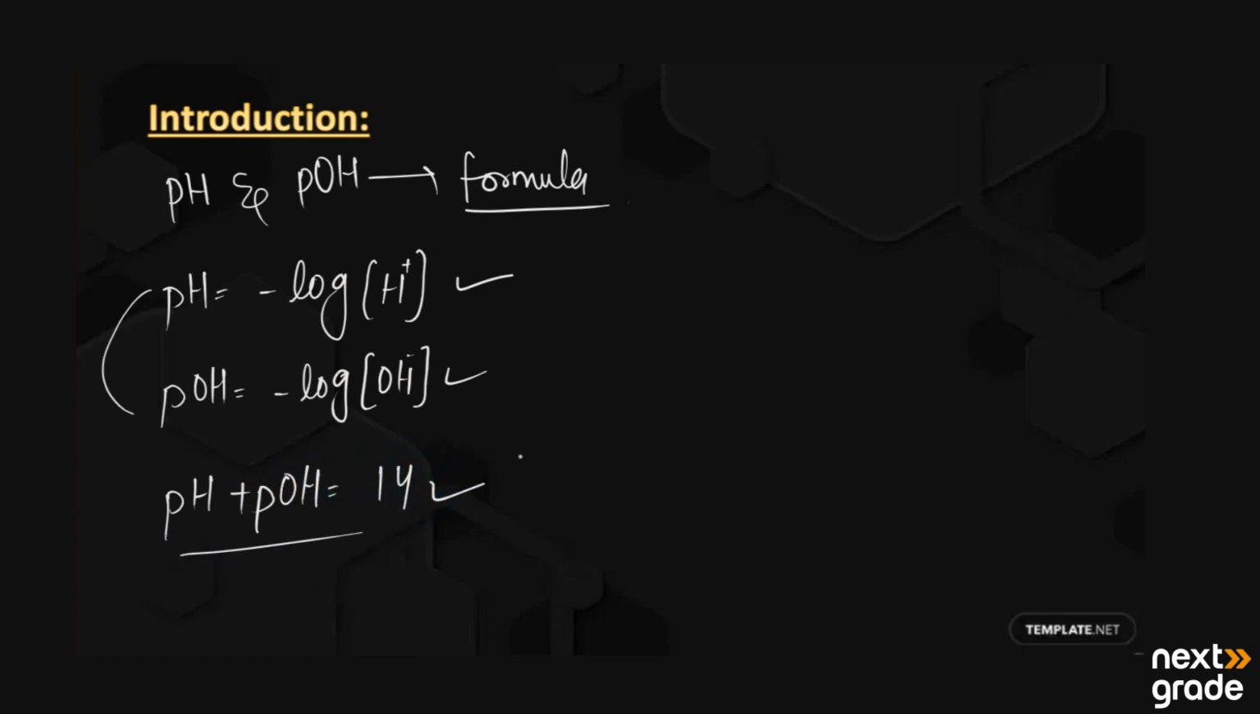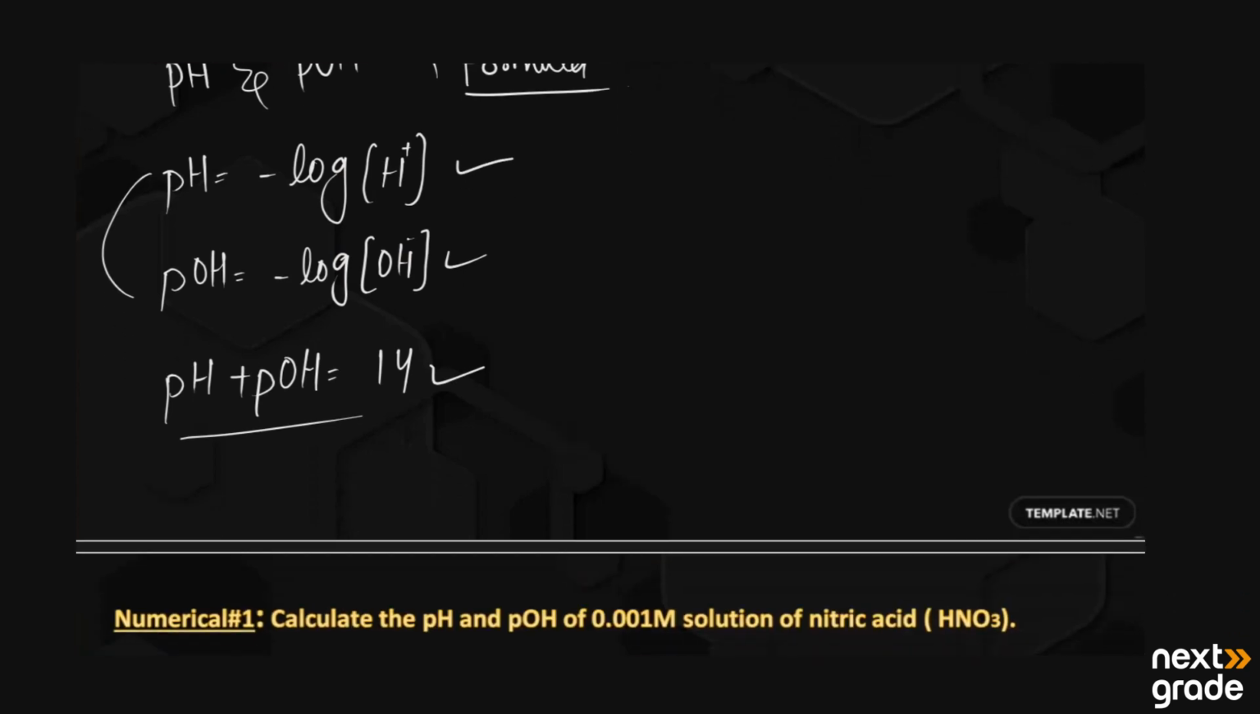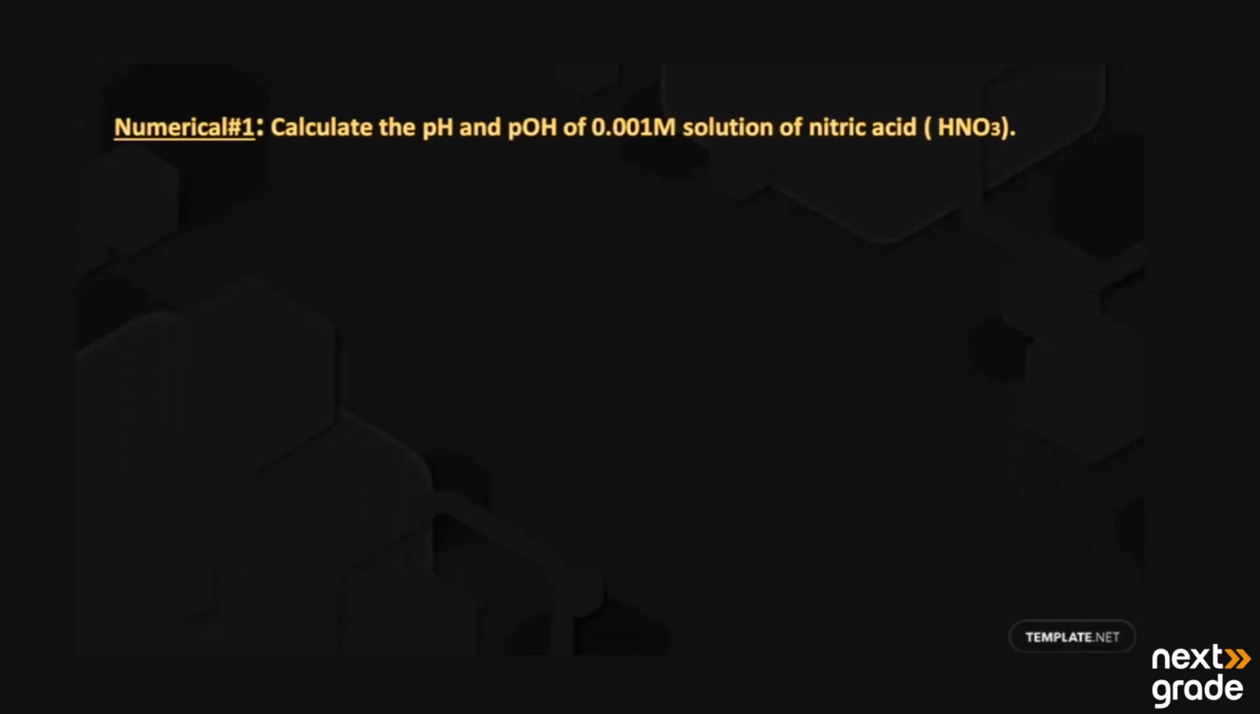So these are the three formulas that we can use to find the values of pH and pOH, or for the calculation of the negative log of hydrogen and hydroxide ion concentration. So let's have a look at numerical number 1. Calculate the pH and pOH of a 0.001 molar solution of nitric acid. Here we have nitric acid and its molarity is 0.001. So we need to calculate.